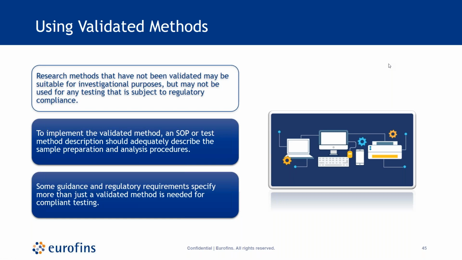Also, some guidance and regulatory requirements specify more than just a validated method for compliant testing. You may need to have specifically qualified instrument systems and computer data systems, a validated LIMS system, qualified personnel, and process controls and monitoring. A critical example of process control is knowing the bottlenecks and limits for the testing in your laboratory to consistently use the method. It's important to know how many samples can be tested at once. Next slide, please.